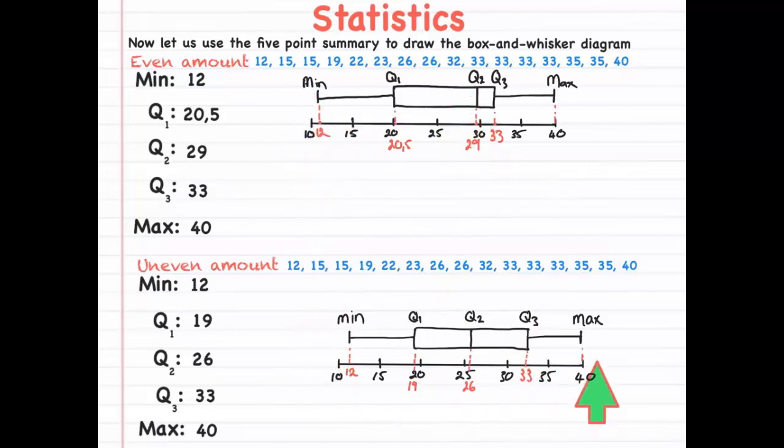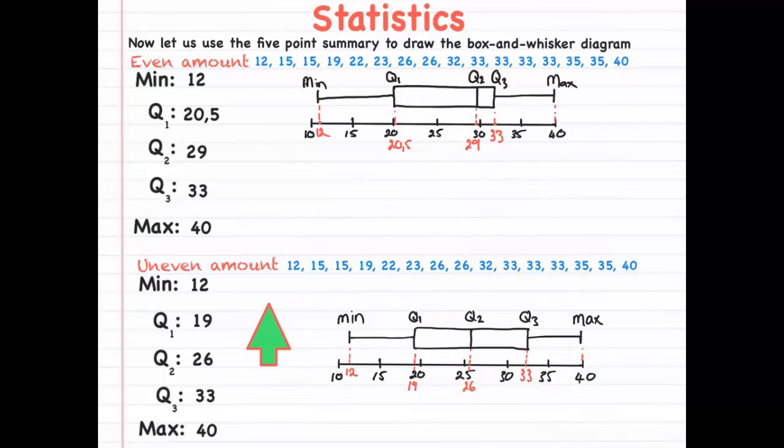Now if we look at this example, Q2 is right in the middle of our rectangle. That basically means that the data are evenly spread from the middle to the maximum and towards the minimum. See, it's got an equal amount of space, so the values are evenly spread.